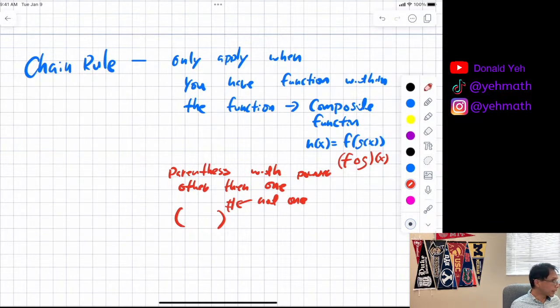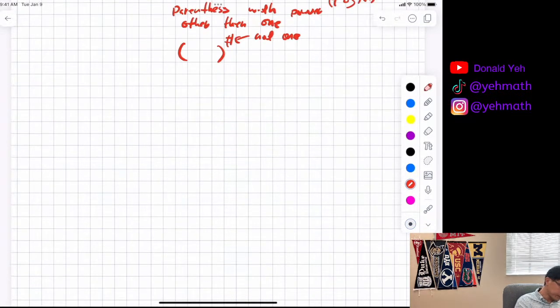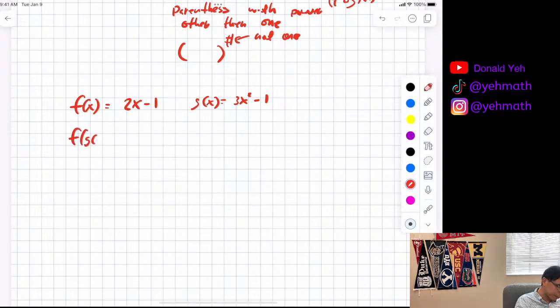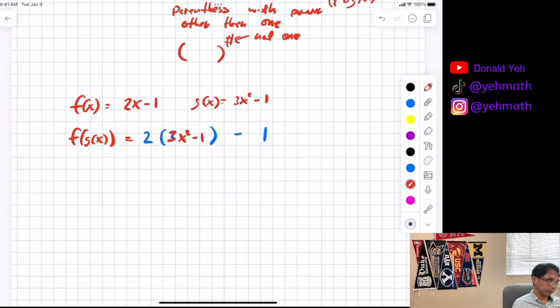So let's talk about what a composite function is first. If I have f of x equal to 2x minus 1, and g of x equal to 3x squared minus 1, what is f of g of x? It's 2 times 3x squared minus 1. Instead of writing 2x minus 1, it's going to be 2 parentheses minus 1. You replace that x with 3x squared minus 1. Does that make sense? That's just a composite function.